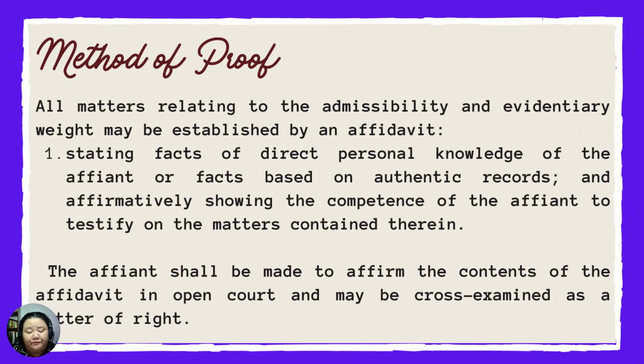Method of proof: all matters relating to the admissibility and evidentiary weight may be established by an affidavit stating facts of direct personal knowledge of the affiant, or facts based on authentic records, and affirmatively showing the competence of the affiant to testify on the matters contained therein. The affiant shall be made to affirm the contents of the affidavit in open court and may be cross-examined as a matter of right.